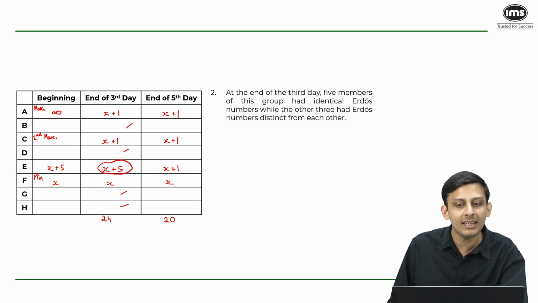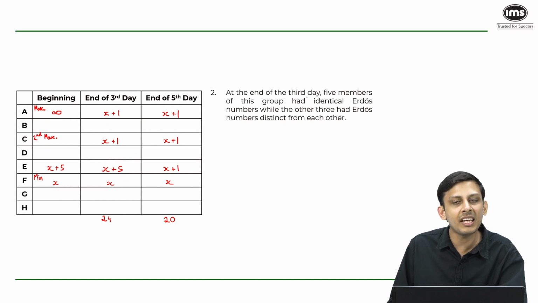But the problem will be that we will not get the other 3 to have distinct Erdos numbers, because from the other 3, 2 of them will have x plus 1, which will not be distinct. Similarly, can the 5 people with the same Erdos number have an Erdos number of x? Again, it will be the same problem. We'll get 5 people with Erdos numbers of x, so that part will be satisfied. But the other 3 having distinct numbers will not be satisfied. We'll have 2 people with the same Erdos number.